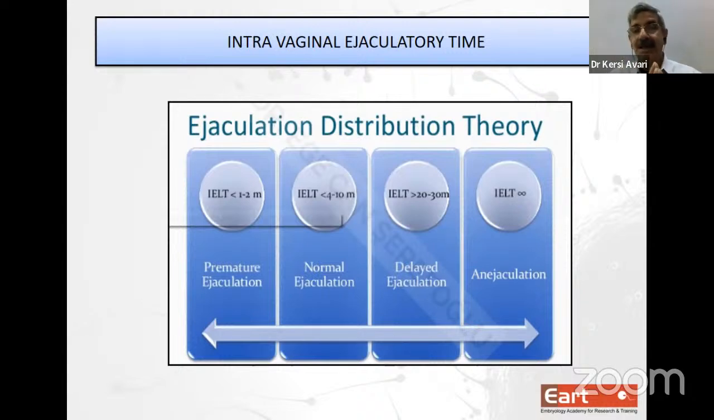It is the time which we take post penetration. If it is instant, less than a minute or between 1 to 2 minutes, it is premature ejaculation. Means before the excitation or the orgasmic phase comes to the peak, the ejaculation is there. Second case, normal, well, between 4 to 10 minutes. Delayed, well, it's dangerous, 20 to 30.